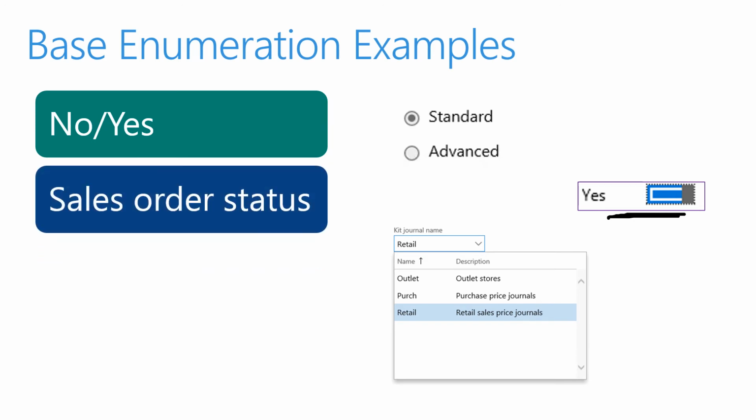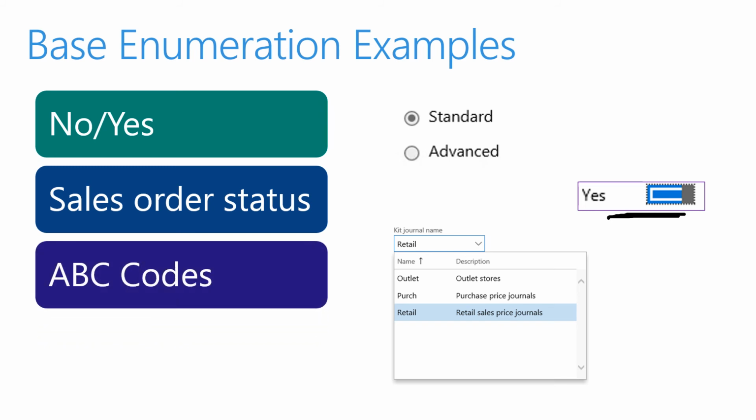Next, we have, for instance, the sales order status. This enumeration is used to set the status of a sales order automatically behind the scenes in code. The enum enables users to see the status of the sales order in the user interface. However, they cannot manually change the status of the sales order in the user interface.